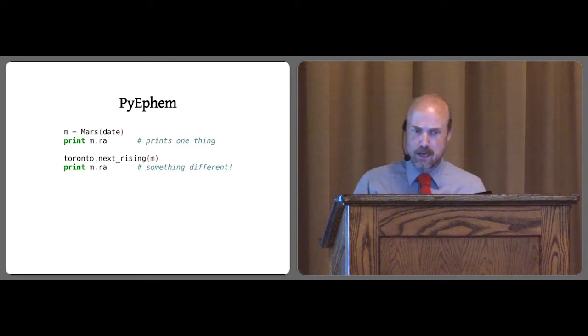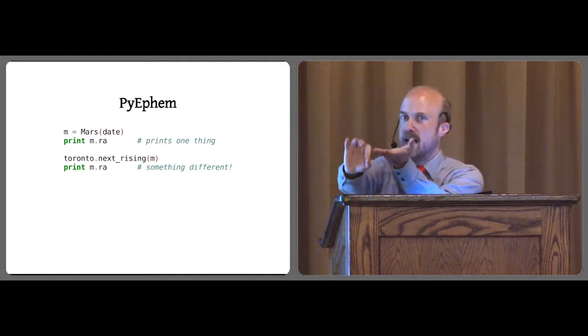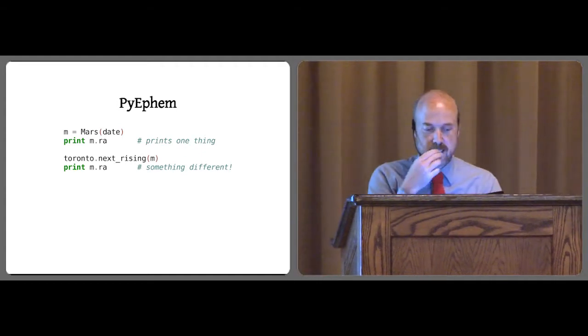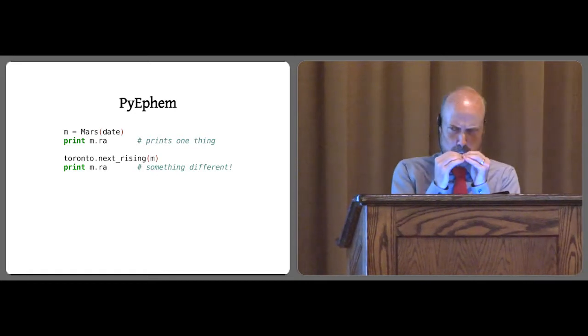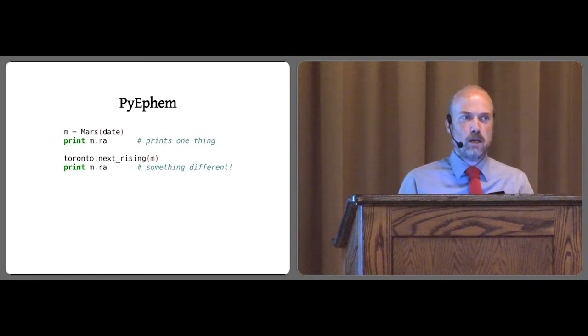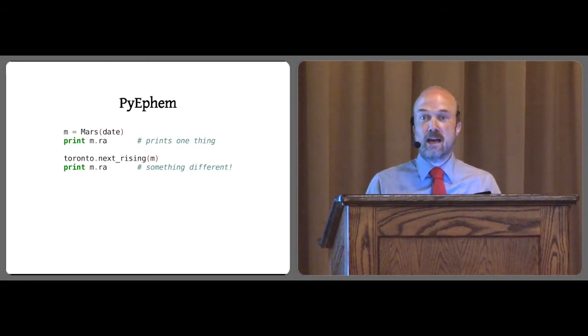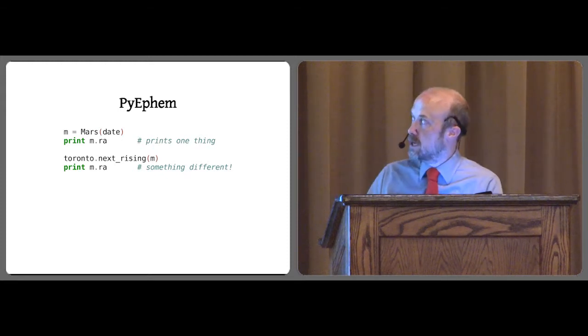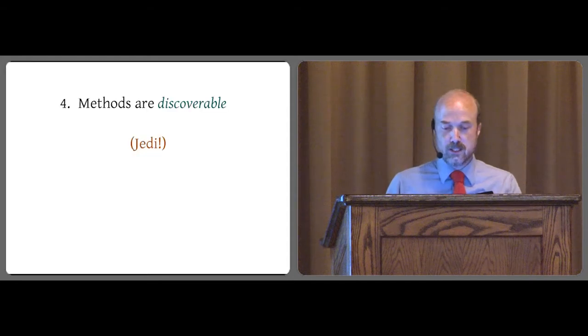This hurt a lot in PyEphem. Asking a location to figure out the next rising above the horizon of an object changed the object, because it kept asking it, where are you at 6 a.m.? Oh, where are you at 5 a.m.? until it found the moment of rising. Users never expected to go back to their Mars object later and find that its location had changed merely because they asked a Toronto object when it was next going to rise.